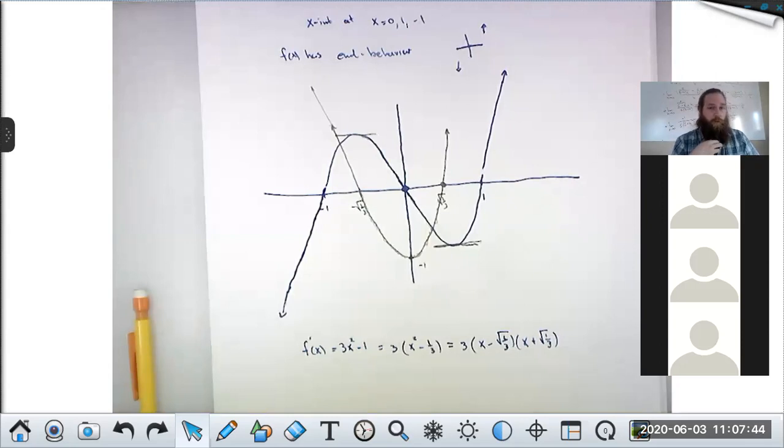You can actually start with just the graph of f and sketch the graph of f prime reasonably well, even if you don't have a formula for f prime. But here we had a formula for both.